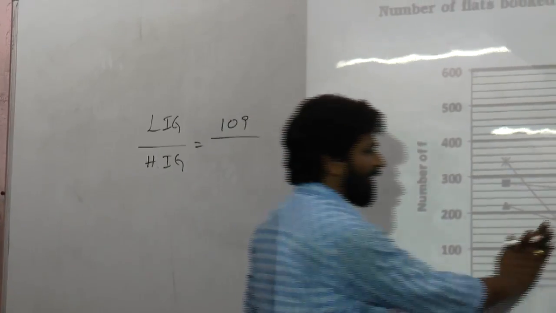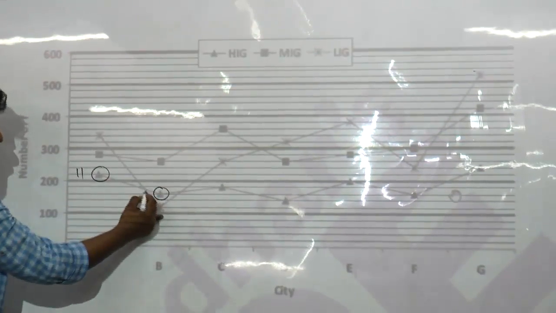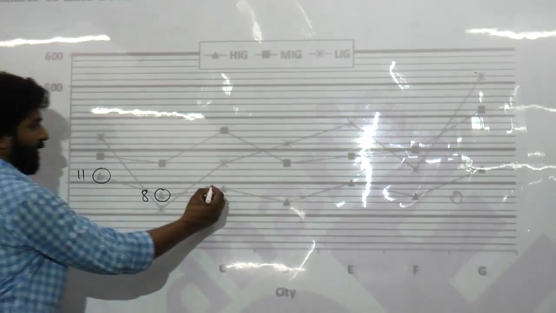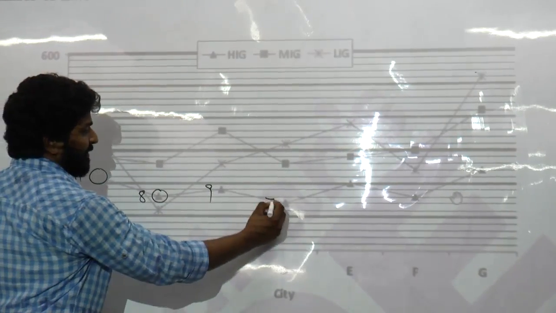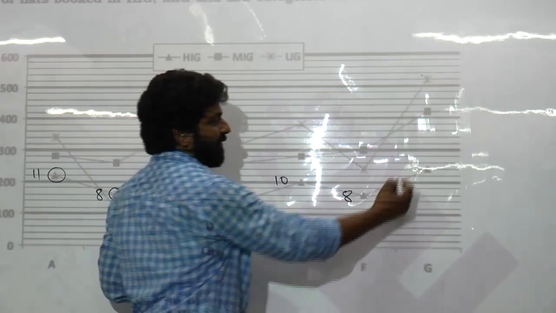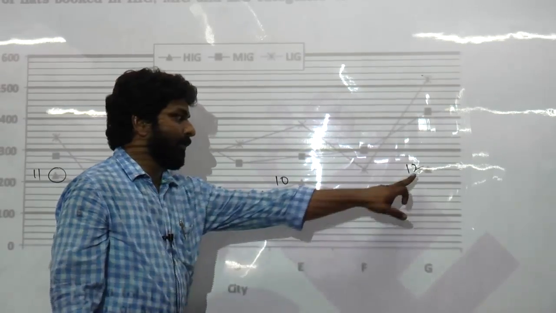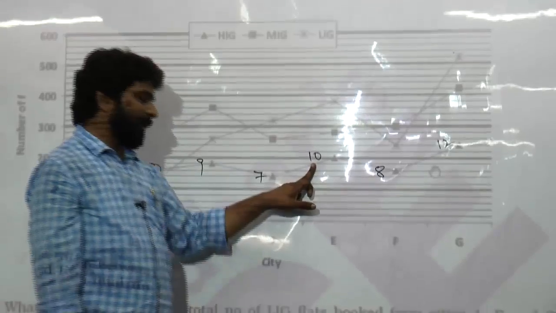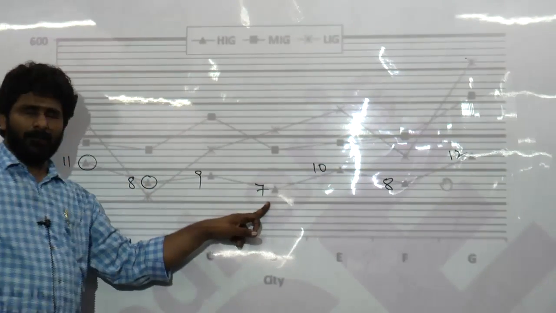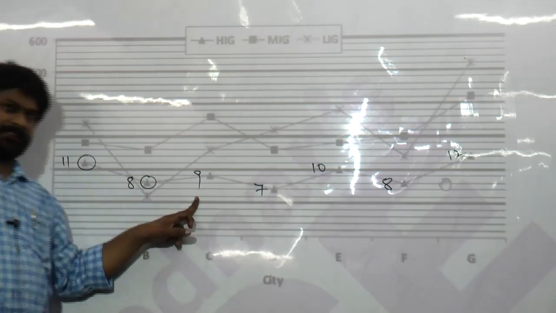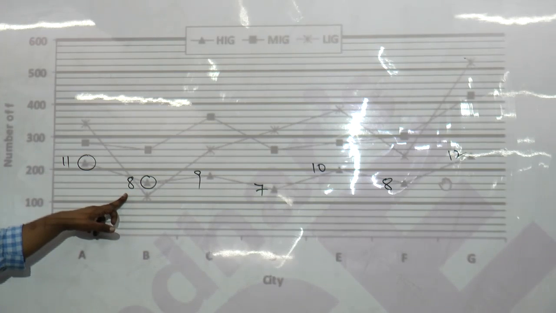HIG is the triangle one. How much is this? 11. And here it is 8. This is 9, 7, 10, 8, 12, 20, 30, 37, 46, 54, 65.